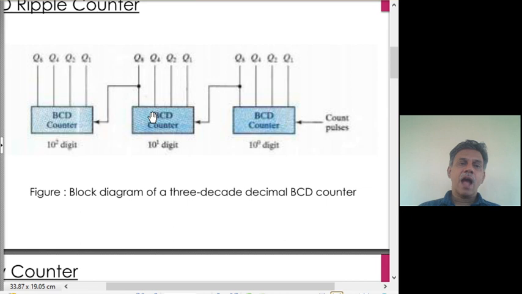Similarly, after reaching 099, we have to go to 100. So when this wraps from 9 to 0, this will generate a pulse that can be used as a clock for this. So it will become 100. Then again after reaching 199, there will be a pulse here, it will change it to 200 and so on. So this way we can construct BCD counters with more digits.